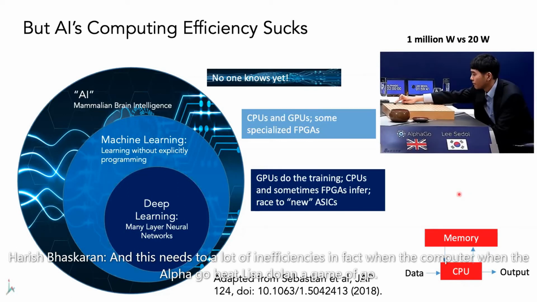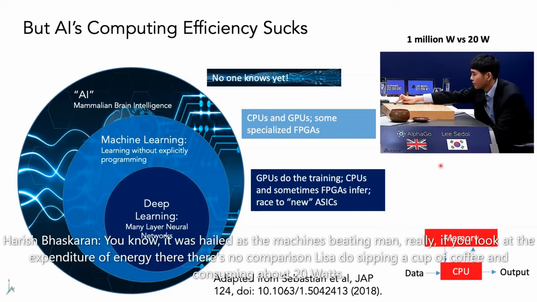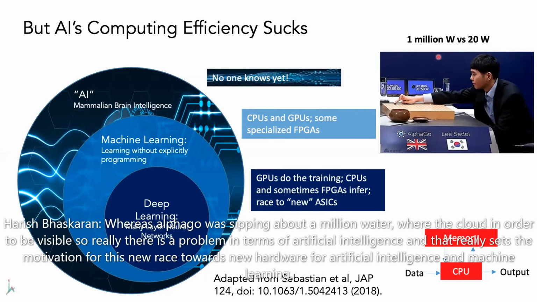In fact, when AlphaGo beat Lee Sedol in a game of Go, it was hailed as machines beating man. Really, if you look at the expenditure of energy there's no comparison. Lee Sedol was sipping a cup of coffee and consuming about 20 watts, whereas AlphaGo was consuming about 1,000,000 watts over the cloud in order to beat Lee Sedol. So really, there is a problem in terms of artificial intelligence, and that really sets the motivation for this new race towards new hardware for artificial intelligence and machine learning.